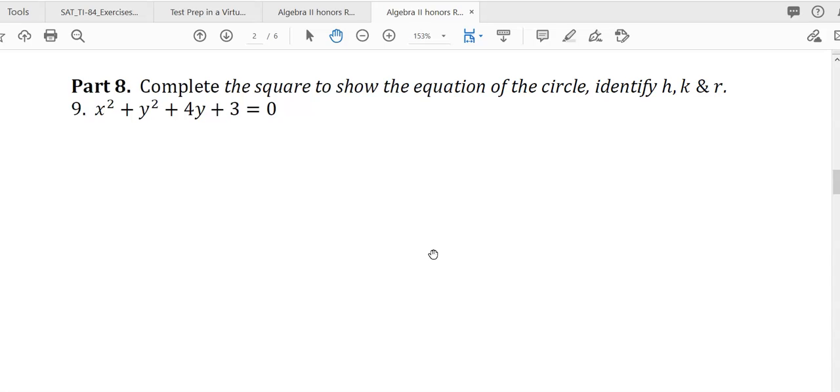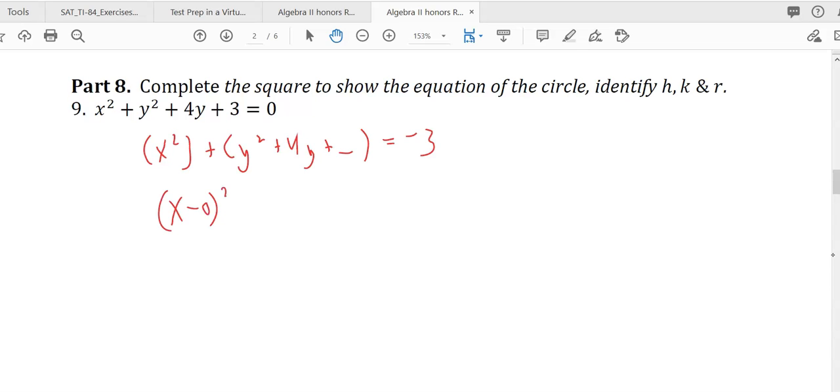Show the equation of the circle. So we've got to complete the square, group the x's, x squared, well, there's only x there, plus y squared plus 4y plus blank equals, subtract 3 to the other side, you get negative 3. So this one is already perfectly factored. If you wanted to write it this way, x minus 0 squared plus y plus, let's see, I'm going to do half that middle number squared. That would be 4 to each side. So y plus 2 quantity squared equals 1.